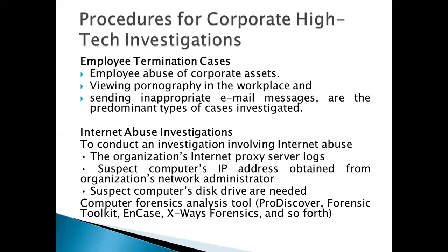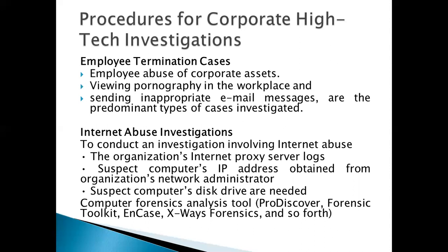So what are the ways? First one, employee abuse of corporate asset, so they are misusing the assets of the company. That is the first case. Then viewing pornography in the workplace, so they are seeing unwanted things in the workplace. And then sending inappropriate email messages, which is also considered. These three are the main reasons an employee can get terminated by the employer. In that case, the employee can argue in court that he did not do this. That is the only way.